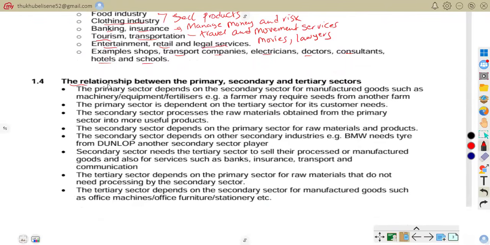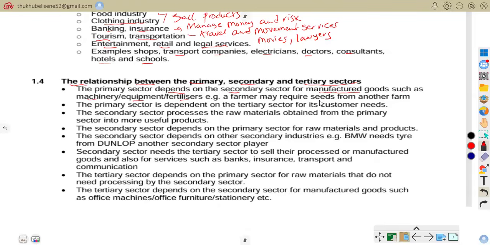So now let us move on to the relationship between the primary, secondary, as well as tertiary sectors. We want to know the relationship of those three. So we are saying the primary sector depends on the secondary sector for manufactured goods, such as machinery, equipment, and fertilizers.